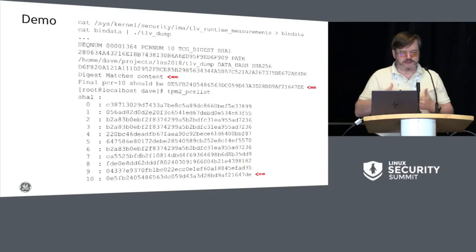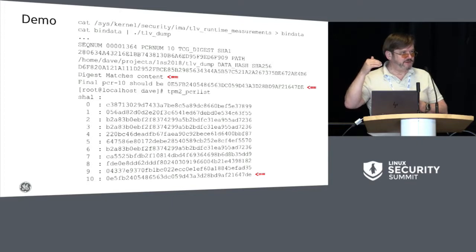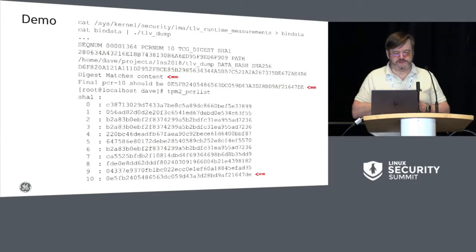So what does this look like actually running? The first thing is that the existing binary runtime measurement and ASCII runtime measurements are persistent data. You can keep doing them. In this model, when you cat the sys kernel security IMA TLV runtime measurements, it actually reads the data out one time and deletes it out of the kernel so that we eliminate the memory leak issue.